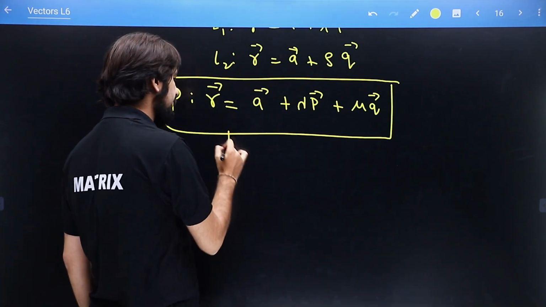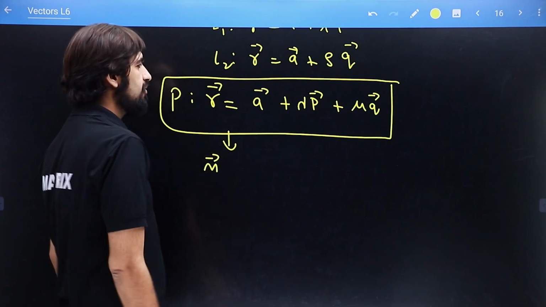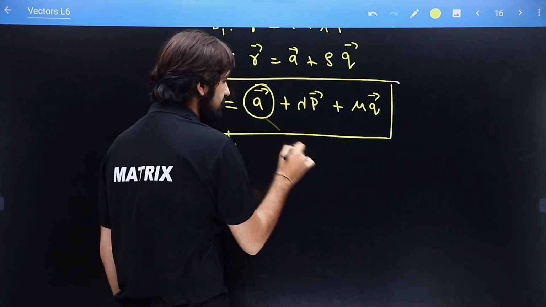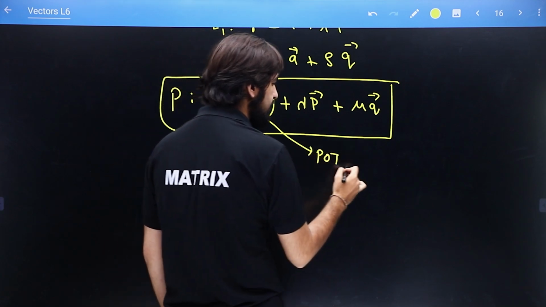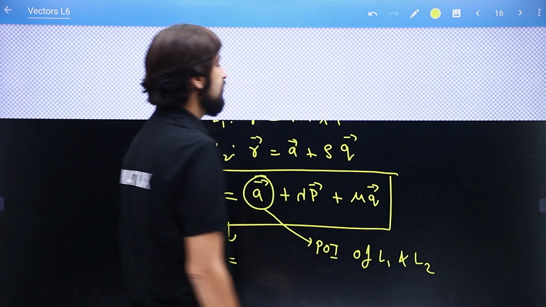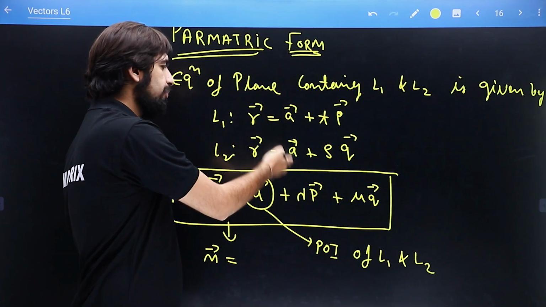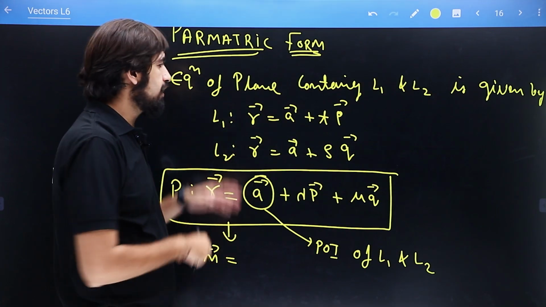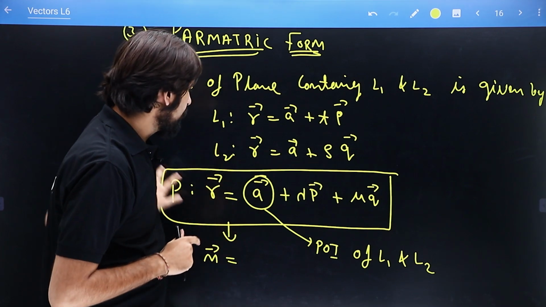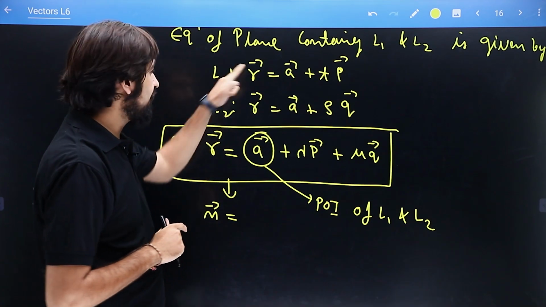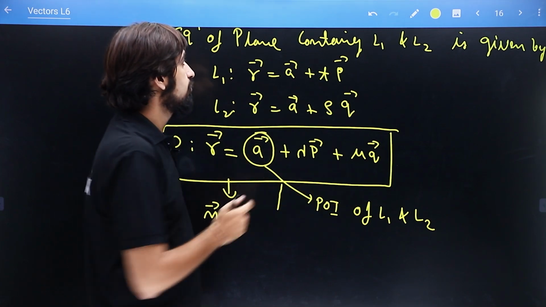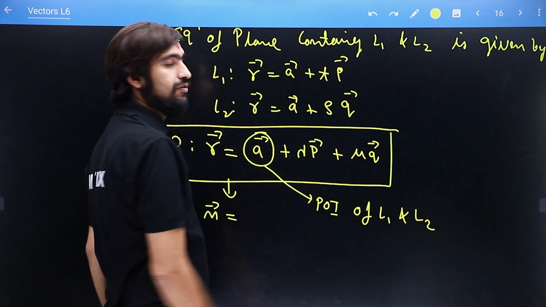So what will be the normal vector? Here is the equation. What is the vector A? Vector A represents the point of intersection of L1 and L2. Let's say in this question I have taken both lines passing through vector A, so we can observe that both lines are intersecting at vector A. But what if it was not given? Then you would have to find the point of intersection of L1 and L2.